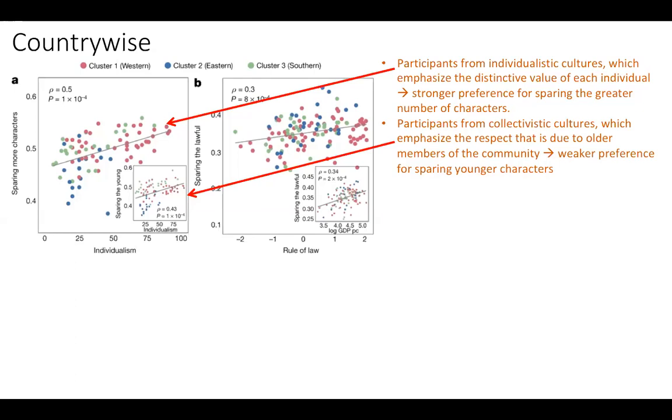Now look at this one. This is again an interesting plot. On the x-axis, the authors plot the log of GDP per capita, and on the y-axis, the authors plot sparing the lawful, those who are legally crossing the road compared to those who are jaywalking or unlawful. So whom do you spare? GDP versus sparing the lawful. What do you see here? This should be easy to interpret.